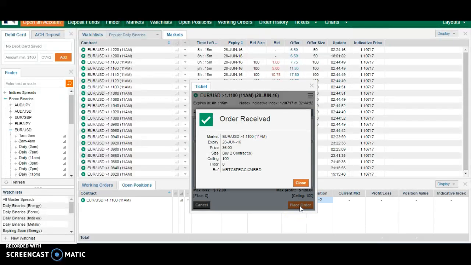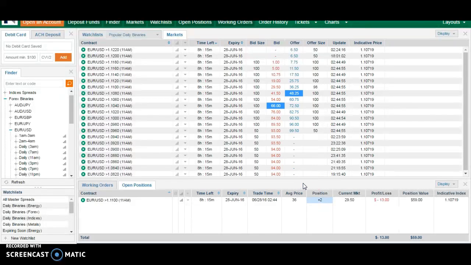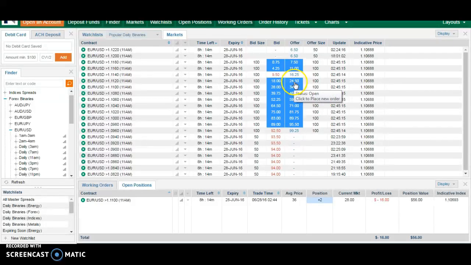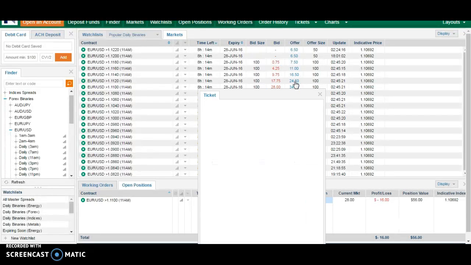Boom. And you'll see my order is filled right here, 2 positions. I got it at $36, and the market price right now is, on the bid side, $27.25. Okay? And we're going to take 1120 also. We're getting that at $24.50. Okay? Click on it, pull the ticket up.